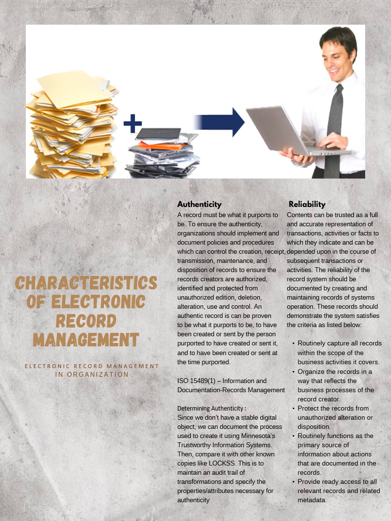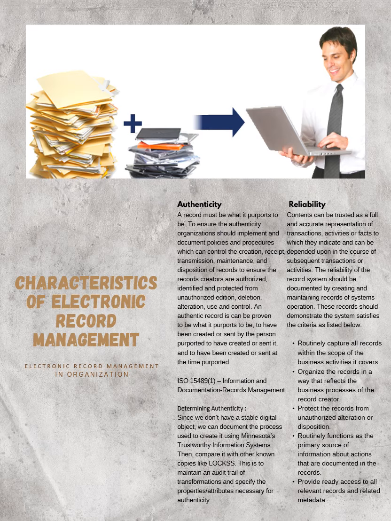There are four characteristics of electronic record management. The first one is authenticity. A record must be what it purports to be. Organizations should implement and document policies and procedures which can control the creation, receipt, transmission, maintenance, and disposition of records to ensure the record creators are authorized, identified, and protected from unauthorized addition, deletion, alteration, use, and concealment. An authentic record can be proven to be what it purports to be, to have been created or sent by the person purported to have created or sent it, and to have been created or sent at the time purported.